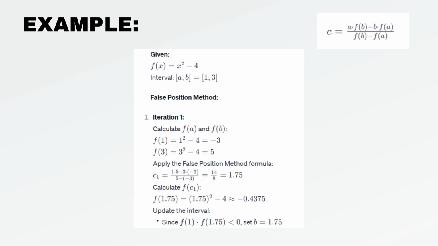So we then evaluate f(c1) and f(1) × f(c1). Since f(1) × f(c1) is less than 0, indicating opposite signs, we update our interval to [1, 1.75]. How did we get 1.75? By putting these values in the given formula. And so we update our interval to [1, 1.75] for the next iteration.